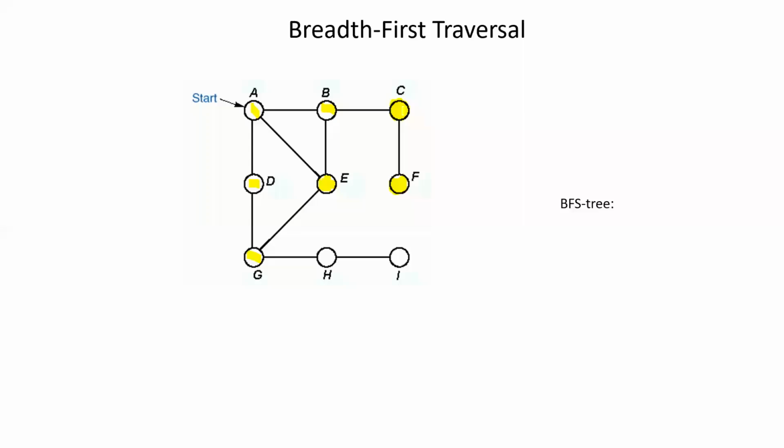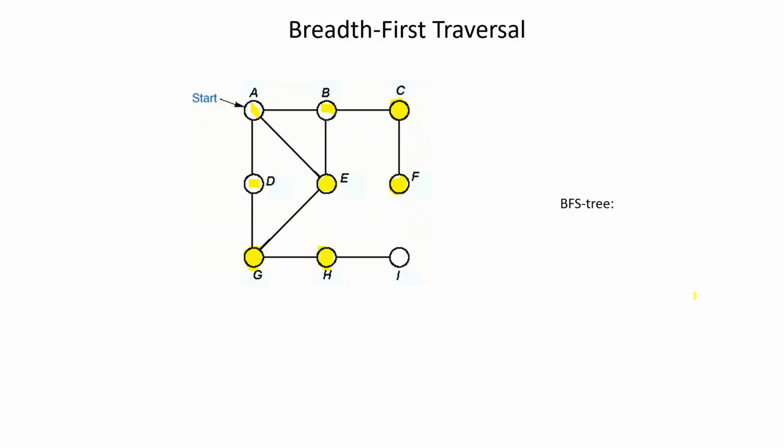Now G is in front of the queue, so we have to explore it. Which are the adjacent vertices of G? E, D and H. Among these, D and E are already visited, so we will be visiting H and inserting it into the queue. Then G is already explored, so we will be deleting G from the queue.